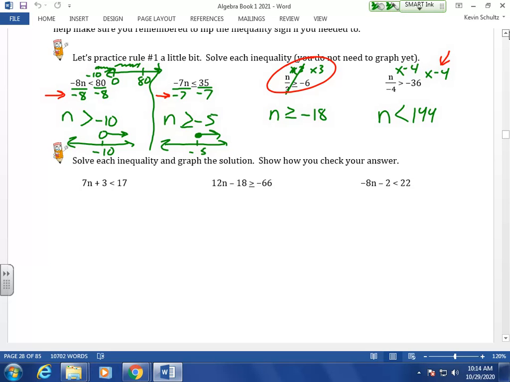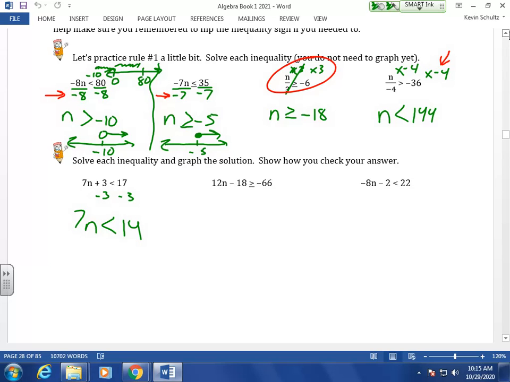First opposite operation step. 7n plus 3 is less than 17. Caleb: Subtract 3, right. Start with that constant. The constant, I don't have to worry about switching the sign ever, because when I deal with that constant, I'm not multiplying or dividing, right? I'm adding or subtracting. Even if I were to cross over 0, that doesn't make a difference when you add or subtract. It's only with that multiplication or division. So we have 7n is less than 14.